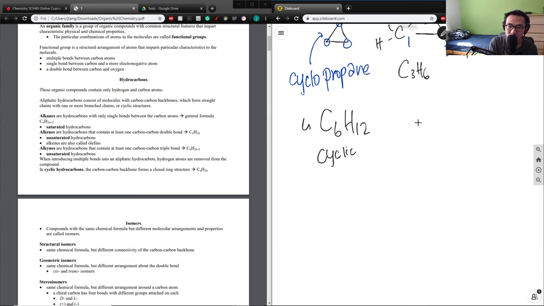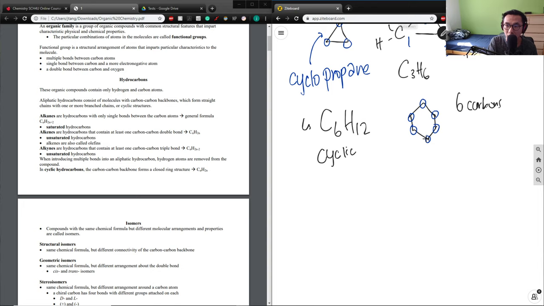Let's think of a shape that has six sides. In this case, we'll have a hexagon. A hexagon has six sides, right? So let's draw a hexagon. 1, 2, 3, 4, 5, 6. This is my line diagram for C6H12. I have six carbons, and I don't have to represent my hydrogens here because it's implied that each carbon is bonded to two hydrogens.